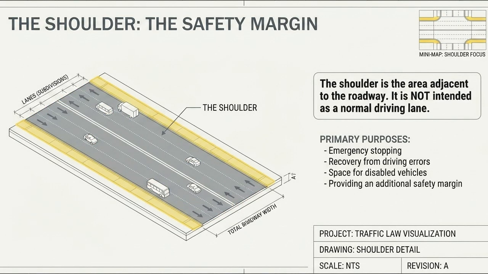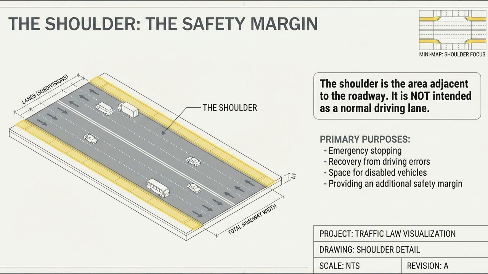Next up, check out the shoulder, highlighted here in yellow. This is the area directly adjacent to the roadway. Now, this is absolutely crucial. It is not intended as a normal driving lane. Its primary purposes are for emergency stopping, recovering from driving errors, providing space for disabled vehicles, and basically acting as an extra safety margin.